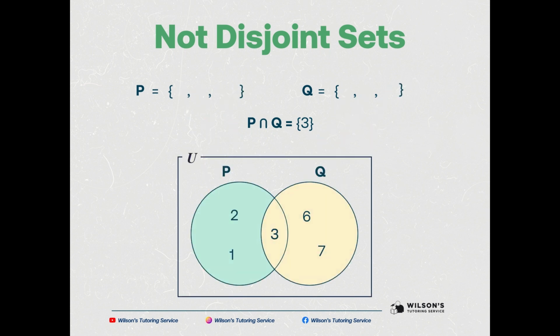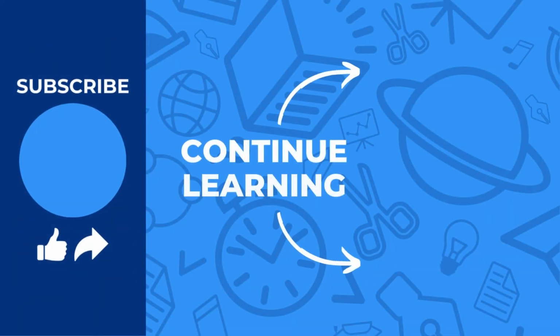As you can see, 3 being the element common to both sets P and Q, it was placed where the circles overlap, thus forming the intersection. As for the elements 1 and 2 that are unique to set P only, they are placed in the section reserved for that, and for elements 6 and 7 that can only be found in set Q, they were placed in the section that is reserved for that.